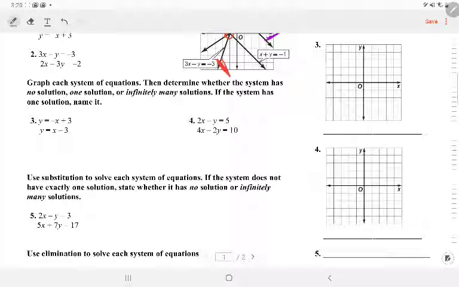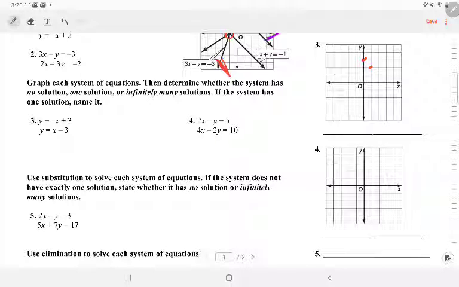Okay. So it says graph each equation, then determine whether the system has no solution, one solution, or infinitely many solutions. If the system has one solution, name it. So we have y equals negative x plus 3 and y equals x minus 3. So first we need to graph these. So we have the first one, we're going to start at the y-intercept of 3. We have a slope of negative 1. So one of the directions has to be negative because it's going to be like negative 1 over 1. So down 1 over 1 would go here.